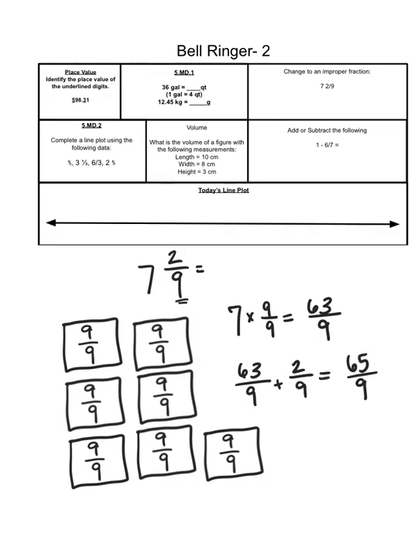So if I have 7 of them, let's see, 3, 4, 5, 6, 7, I think that's 7. Okay, so there's my 7 groups of 9/9. 7 groups of 9/9 gives me 63/9. Then I'm just going to add my 2/9. 63/9 plus 2/9 gives me 65/9.